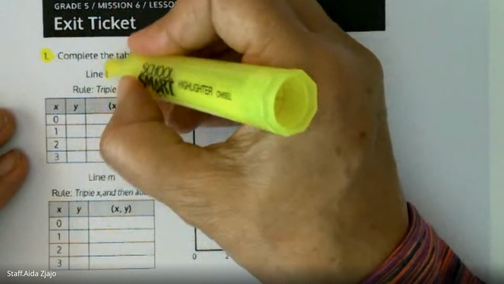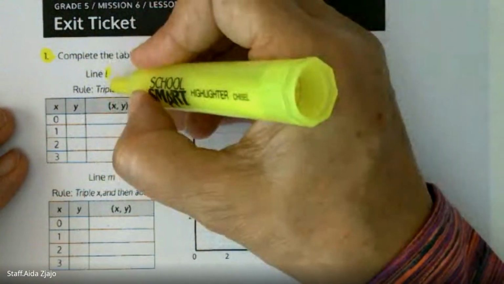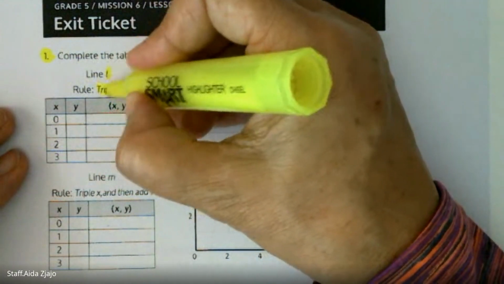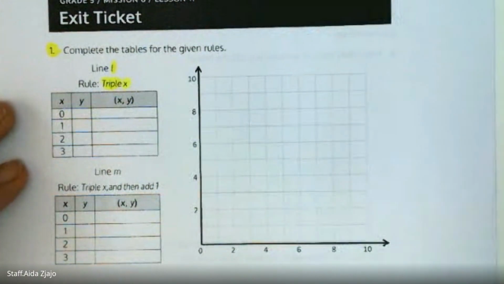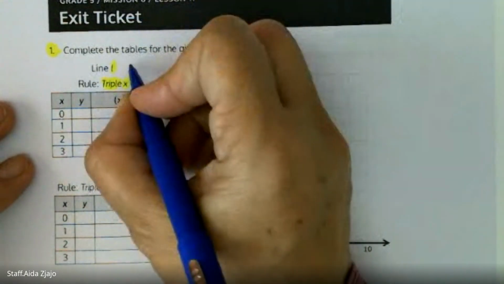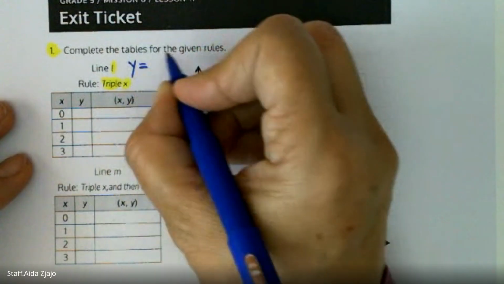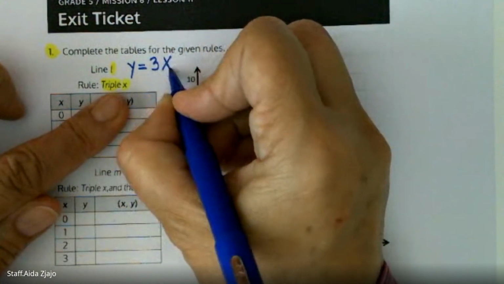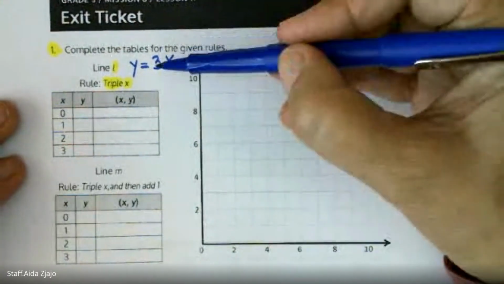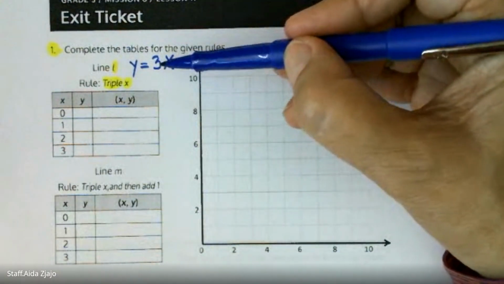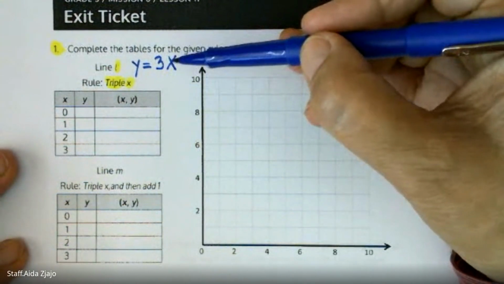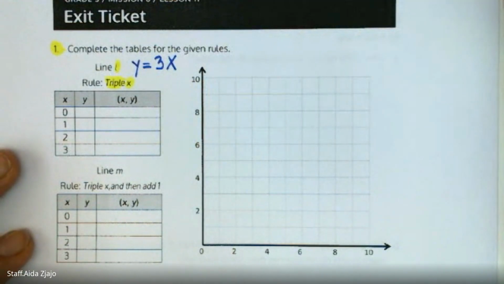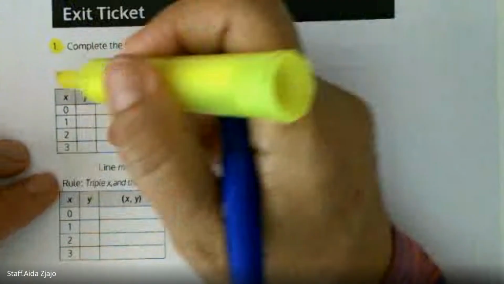This is line L. Rule: triple x. Triple means 3 times x. So when we find the rule, that means y equals triple x. We don't put the multiplication point here because it's an invisible rule that this means 3x, 3 times x. So if we know x, it's easy to find y.